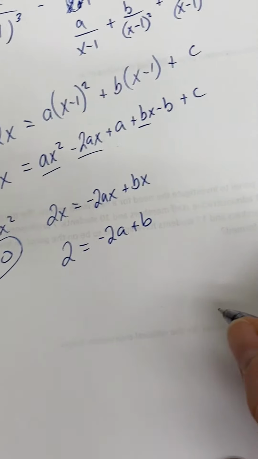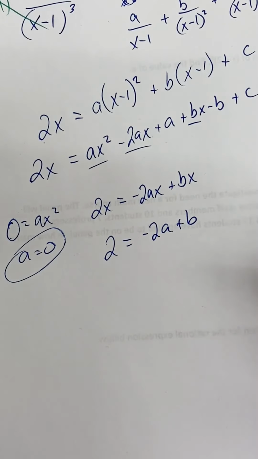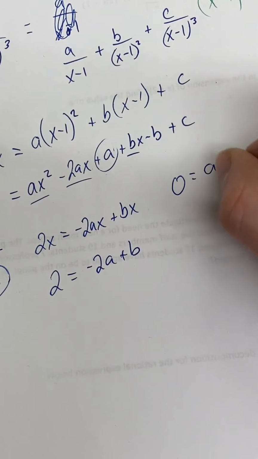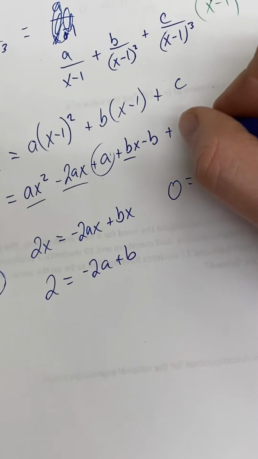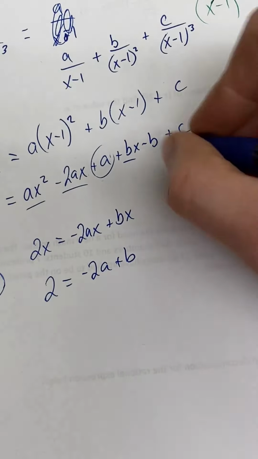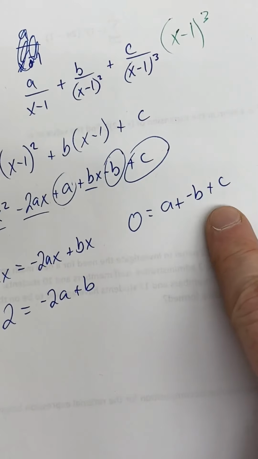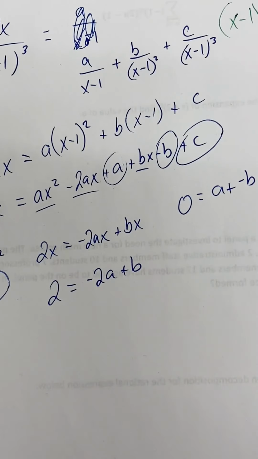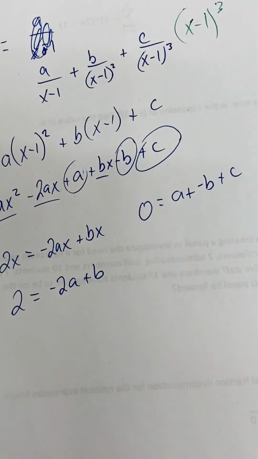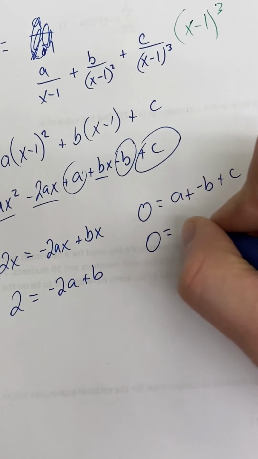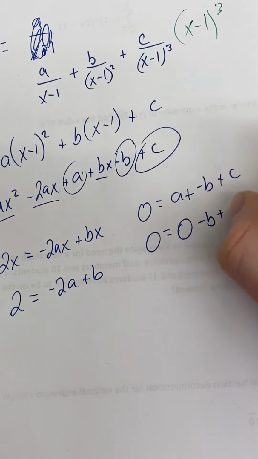We'll probably need to do a system for that. And we don't have a constant. So 0 is going to equal a minus b, and then plus c. Okay, so that looks a little silly, but it'll work out. All right, we got them all. So that's our system. Now, remember, a is 0, so I can go ahead and put that in. I want to get that part right, too.